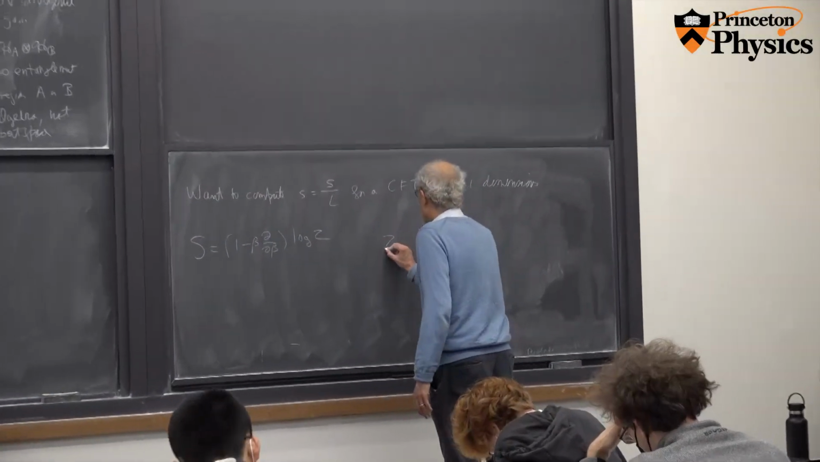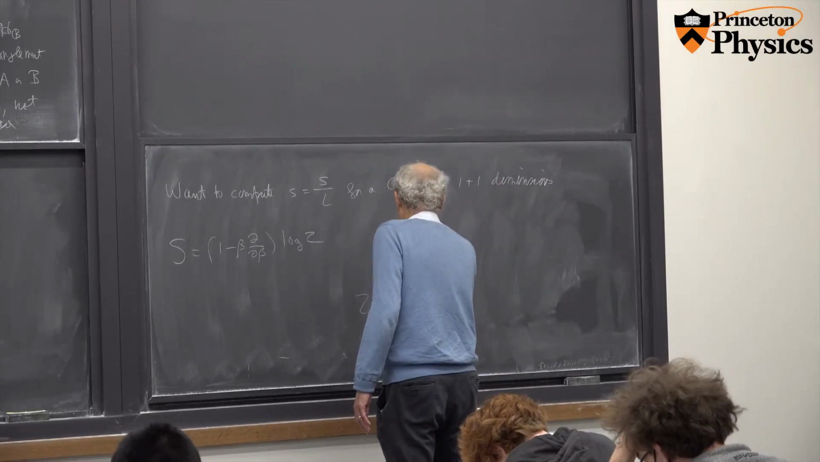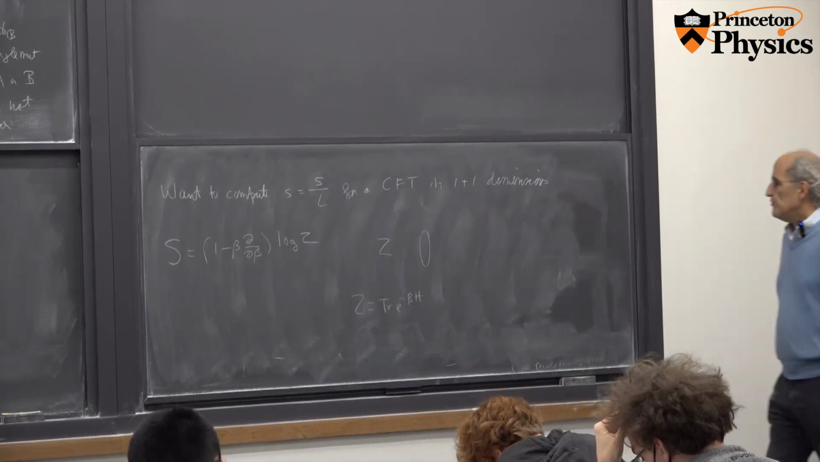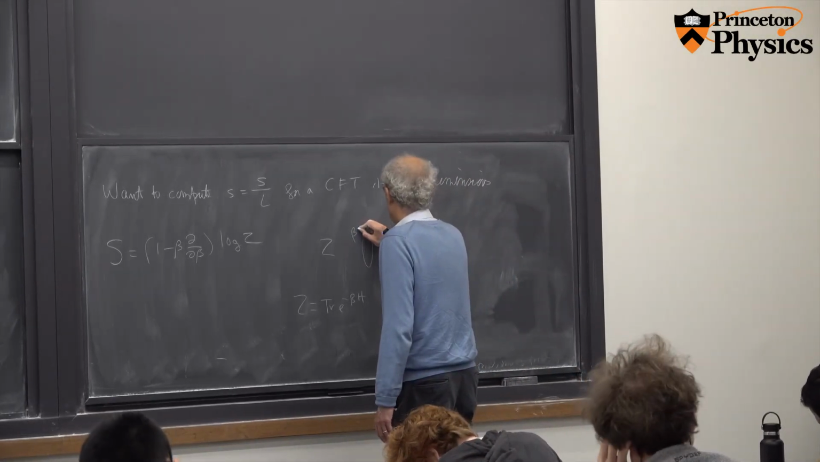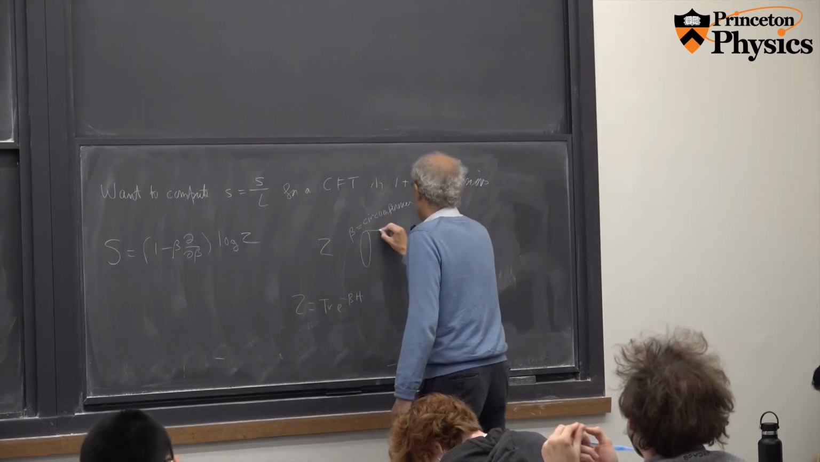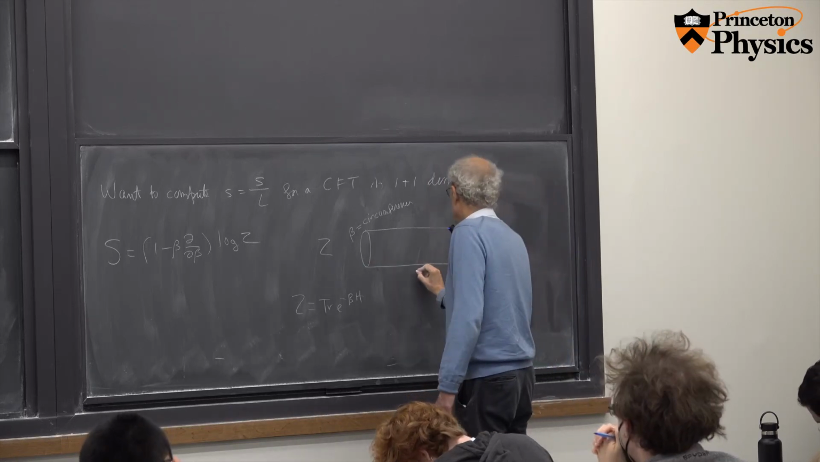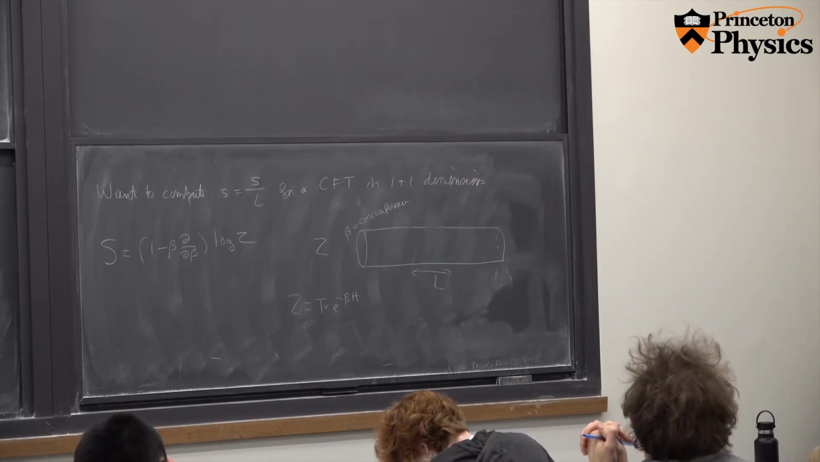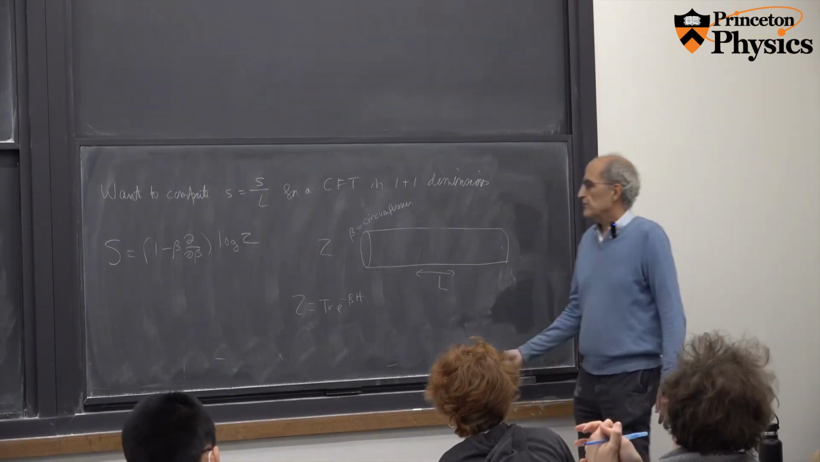Now here, how would we compute Z? Well, Z is trace e to the minus beta H. So to compute a trace, we do a path integral on a circle of circumference beta. But now we also have one dimension of space. So this distance will be L, and the circumference of the circle is beta. So we have to do that path integral.